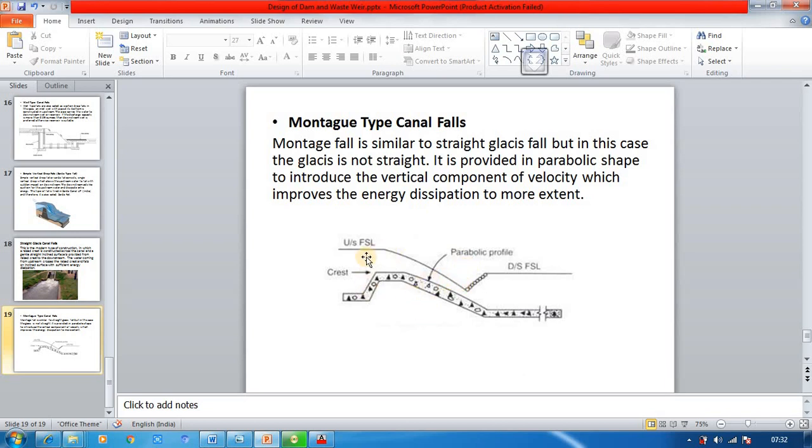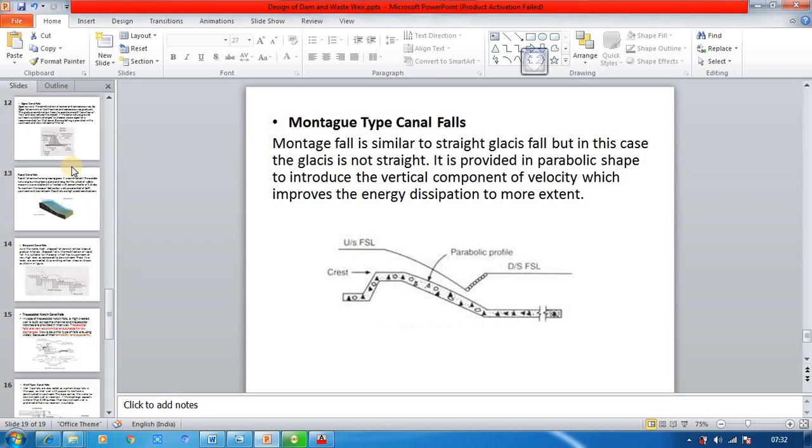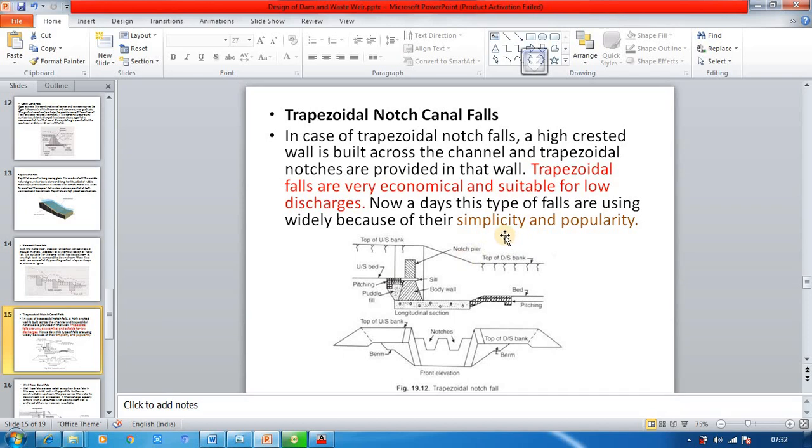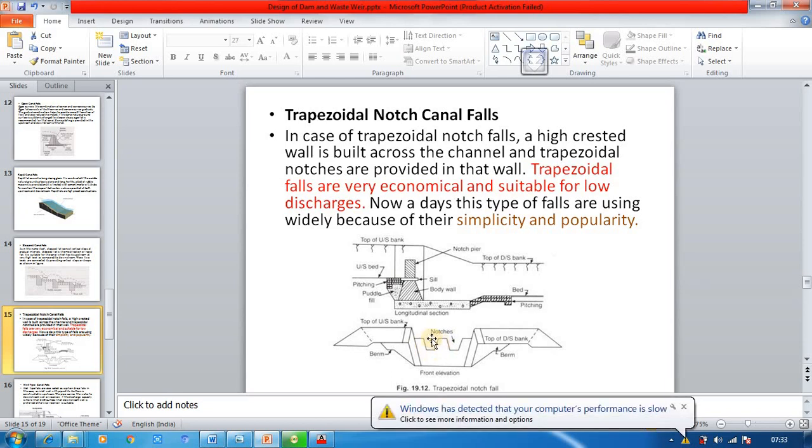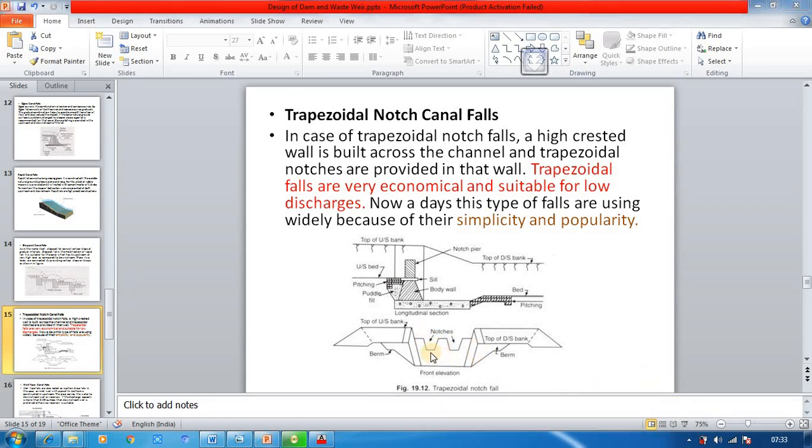So in our project we will be designing a very popular type of canal drop, the trapezoidal notch canal fall, because of its simplicity. Here we need to design the width of the canal, that is the trapezoidal notch. We need to design the number of notches as well as the bottom width of the notch, the top width, and the depth of the notch.